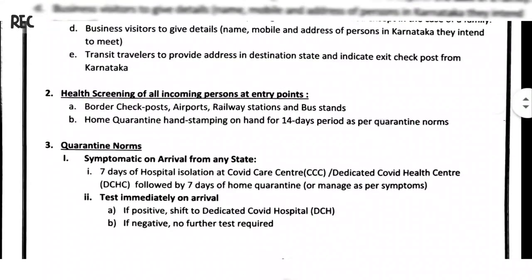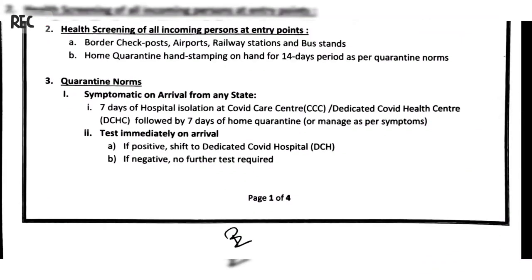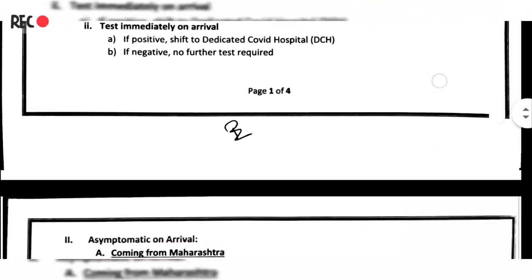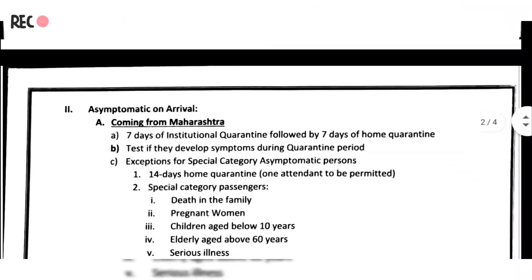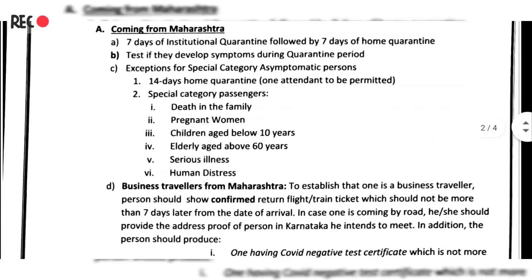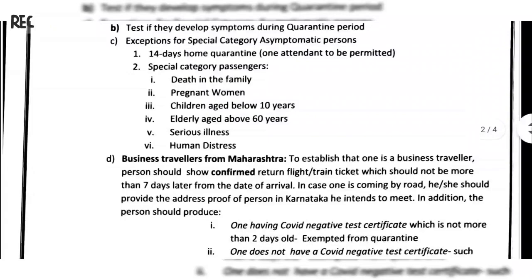Health screening will be done at the checkpoints. Home quarantine hand stamp for 14 days if entering Karnataka. Quarantine norms: if symptomatic, then 7 days of hospital isolation and 7 days of home quarantine if tested positive. If negative, no test required. If asymptomatic, travelling from only Maharashtra, then 7 days institutional and 7 days home quarantine is compulsory again.